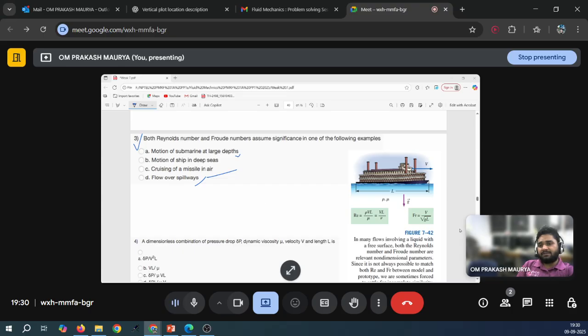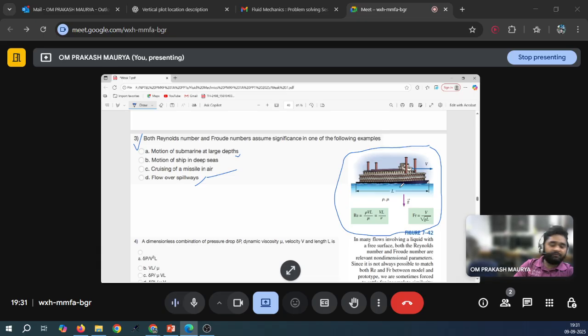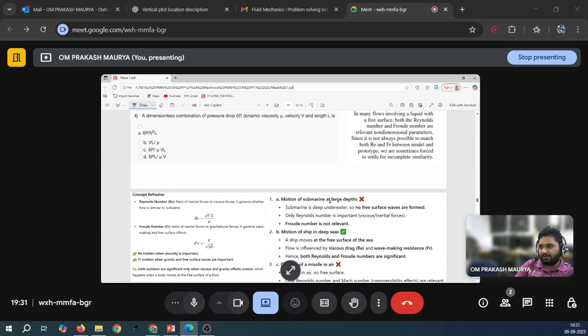Yes, so here the answer is in front of your eyes. As for a ship in the deep sea, your ship will move on the surface of the sea, and on the surface waves will be formed. I have the detailed solution here, so I want to show you. Here you can see the concept very clearly.